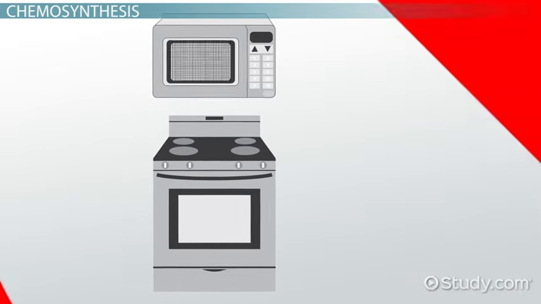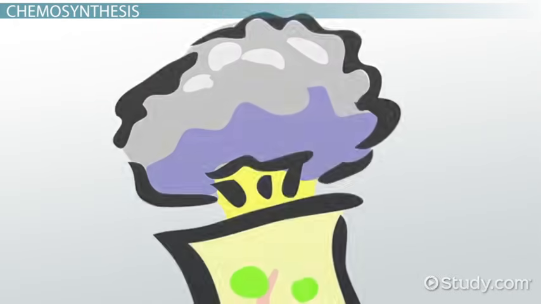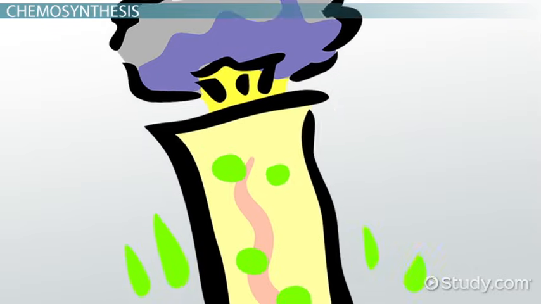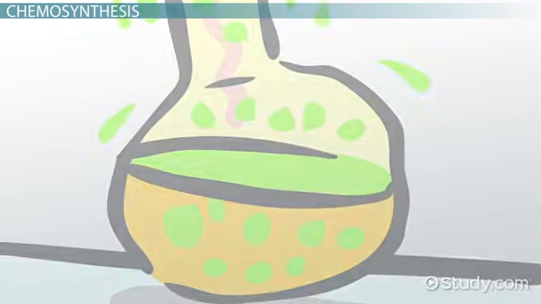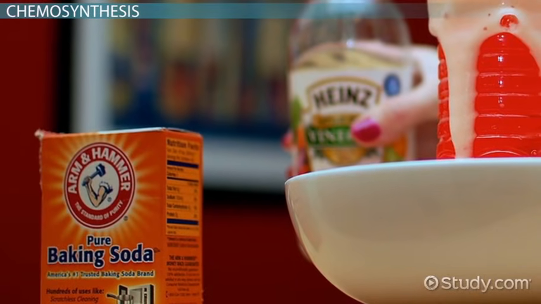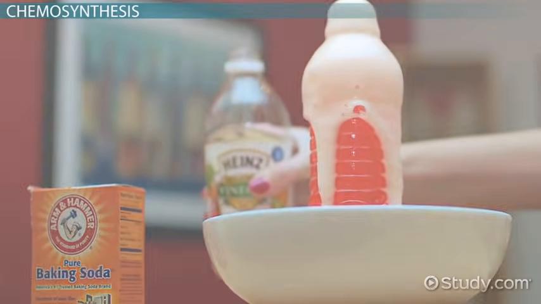In this case, there's no oven per se that cooks the meal for the bacteria that use this process to generate food. Instead, the energy for this reaction comes from the chemical reactions that occur once the raw ingredients are mixed together, sort of like when you mix baking soda and vinegar. You get a chemical reaction without the need for an oven.